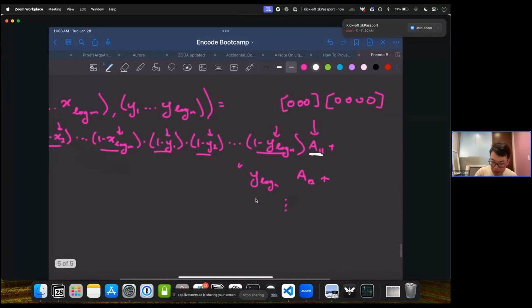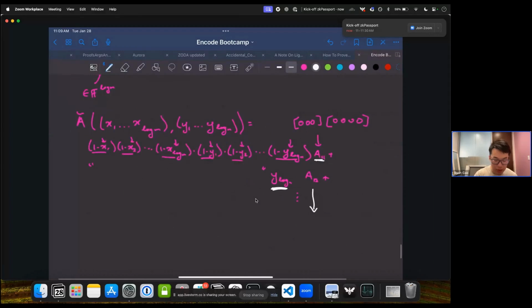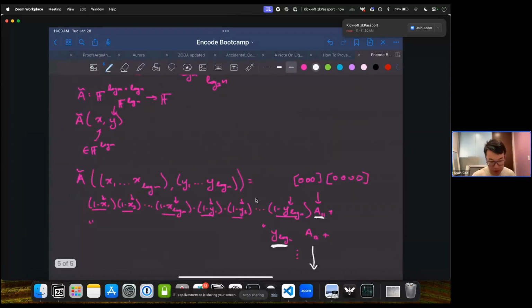And in every single other term, there will be at least one variable which stands on its own. For example, y sub log n will be 0. And so the A12 term won't contribute anything to the sum, and therefore the final thing will be A11. So again, similar kind of multilinear extension stuff, except we're now just reinterpreting the multilinear extension in 2 dimensions as opposed to 1 dimension. Okay, so that is how we interpret a matrix into a multilinear extension.